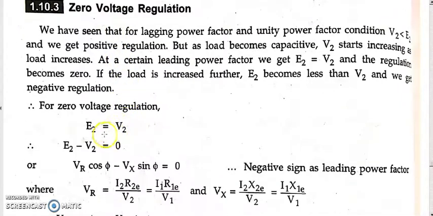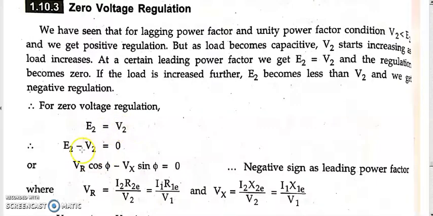For a zero voltage regulation, I told you that it is only possible when E2 is equal to V2. That is only possible for the no load condition. So that's why I have taken this condition, E2 equal to V2. So E2 minus V2 is equal to 0.